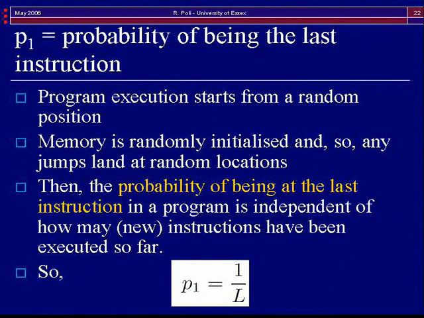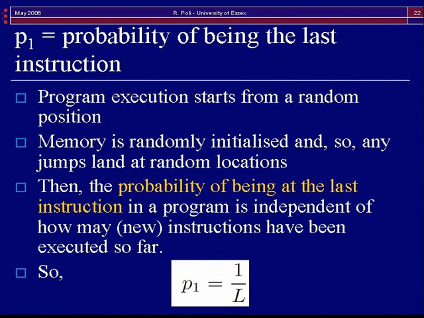So if we start from P1, P1 is the probability that a particular instruction you're executing right now is the last instruction. Now, obviously, as we said before, we start the execution of a program from a random position. We know that initially the memory is randomized, and so we know that any jumps in the early stages of execution are going to random locations. We're going to make the assumption that that will continue even later during the execution of programs. We'll still keep jumping at random positions.